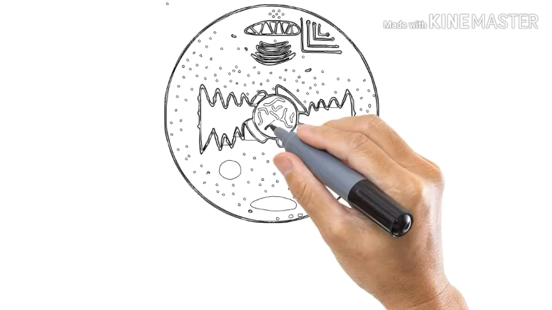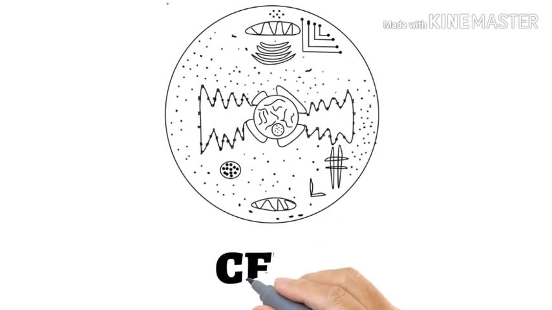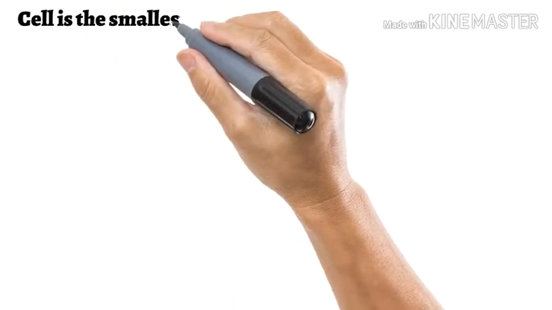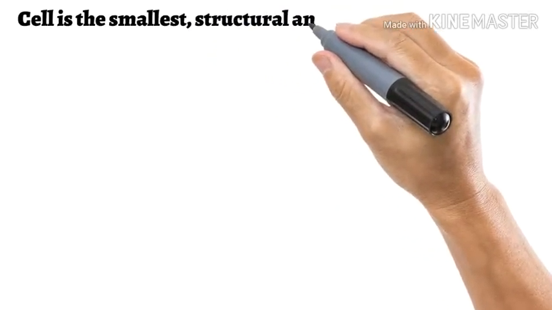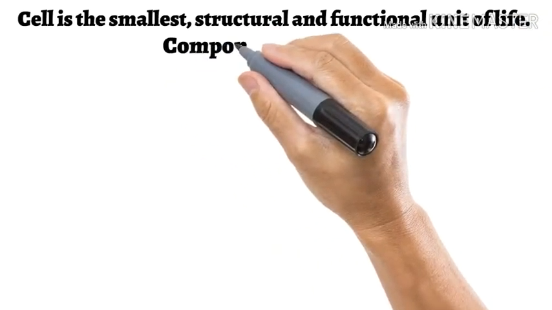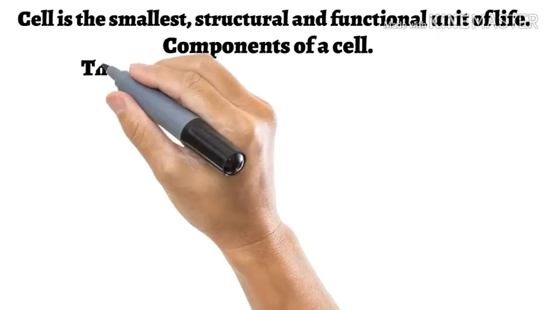So, let's get into the topic. The cell. The cell is the smallest structural and functional unit of life. That is just a simple, basic, logical, and rational definition of a cell.